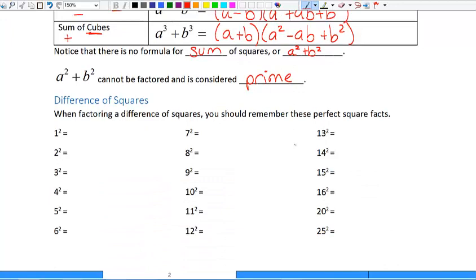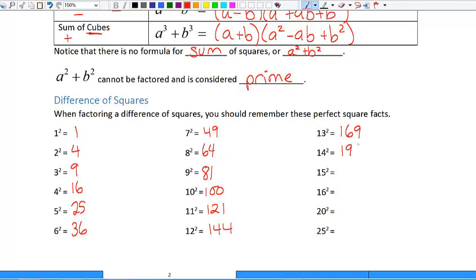Now when factoring a difference of squares, you should remember these perfect square facts. 1 squared is 1 times 1 or 1. 2 squared is 2 times 2 or 4. 3 squared is 3 times 3 or 9. I'm just going to go ahead and finish this chart out. I'm assuming that most of you remember these, but it's a good time right now to review them because these are the numbers that are perfect squares and we will be using for difference of squares. Now the last column is where people start not remembering these. 13 squared is 169, 14 squared is 196. I remember these two together because 169, 196, the last two digits are just interchanged.